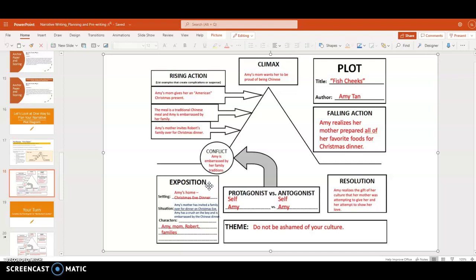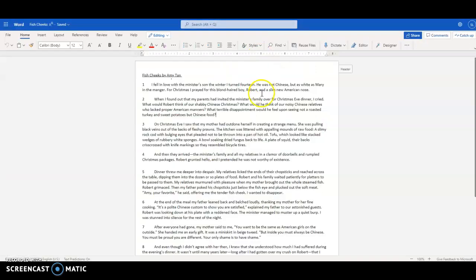Okay, so as soon as I do the exposition, I want to go into the conflict and see, well, what is the actual issue? And we learned in those first two paragraphs already that Amy's very embarrassed by her family traditions. All of these questions signify all of Amy's concerns. And then if we go down into paragraph 3, she starts talking about the kind of food that her mom is creating this meal for.